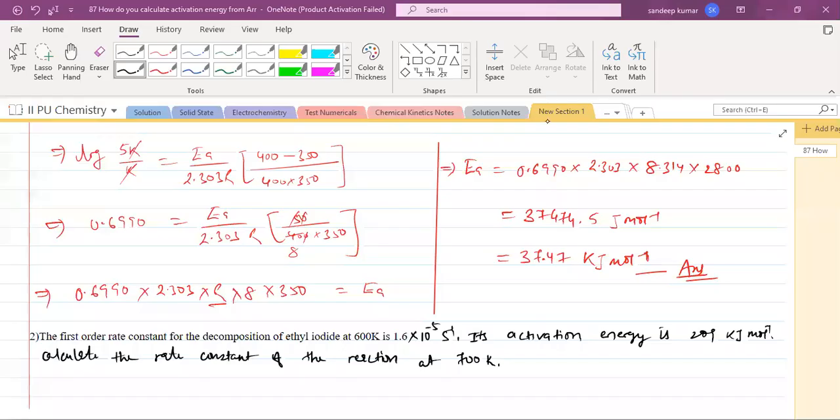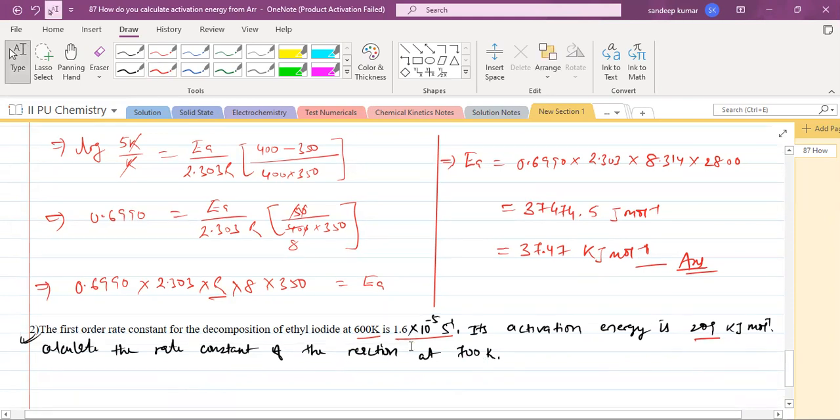Here is another numerical you can see. The first order rate constant for the decomposition of methyl iodide at 600 Kelvin is 1.6 into 10 to the power minus 5 second inverse. Its activation energy is 209 kilojoule per mole. Calculate the rate constant of the reaction at 700 Kelvin.